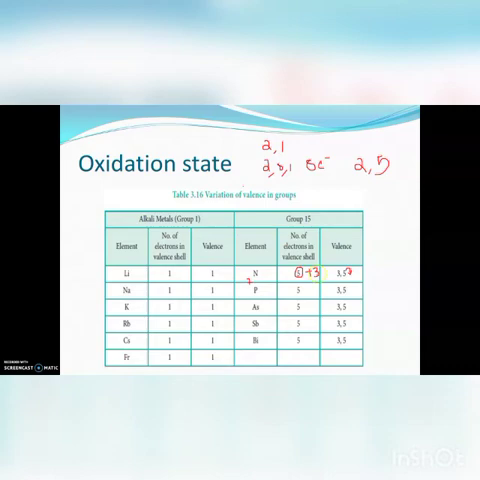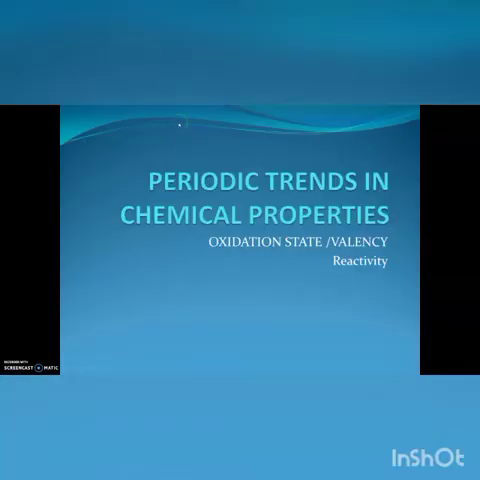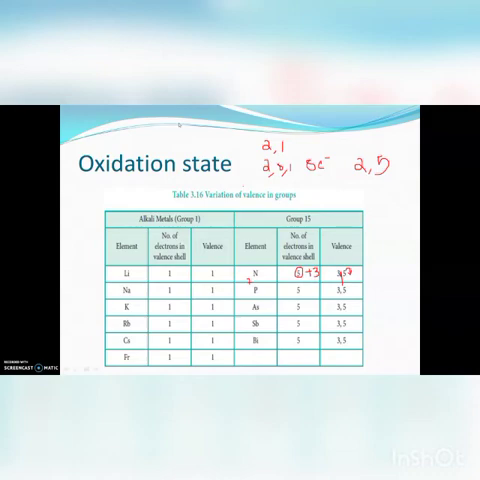But if we move down the group, all elements have the same number of valence electrons, hence all elements have the same valency down the group. So what is the trend in valency? Every element in a group has the same valency.